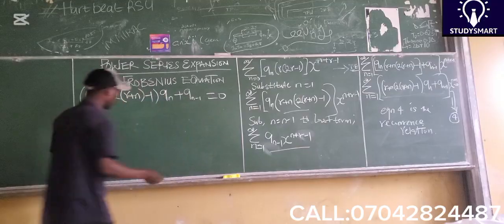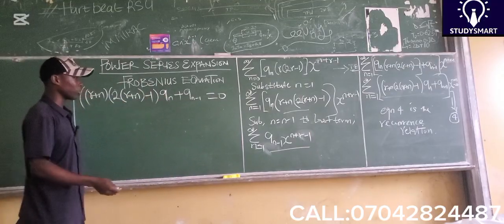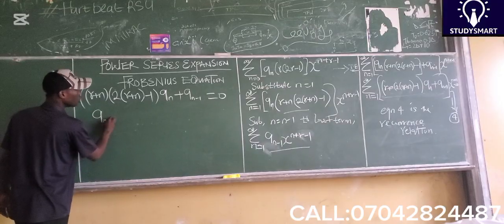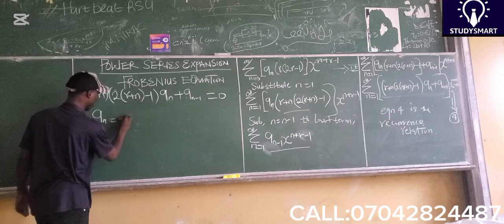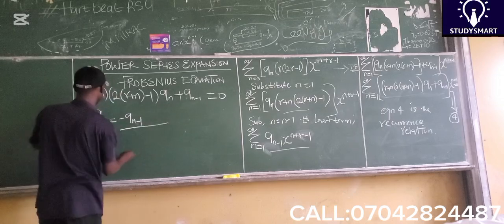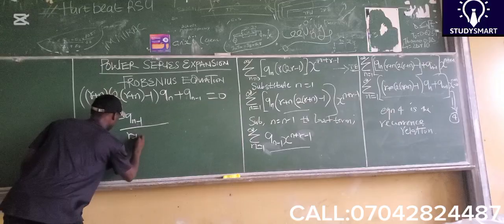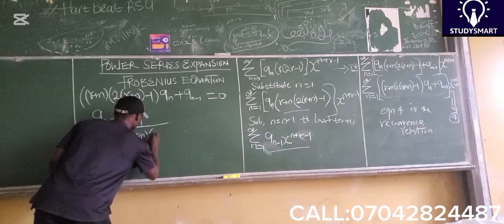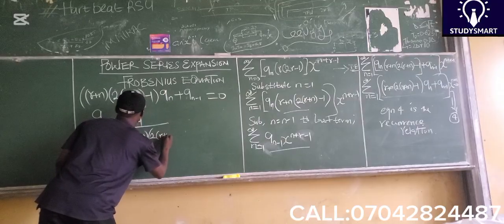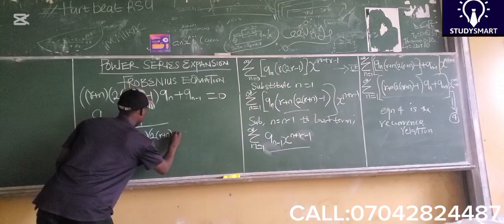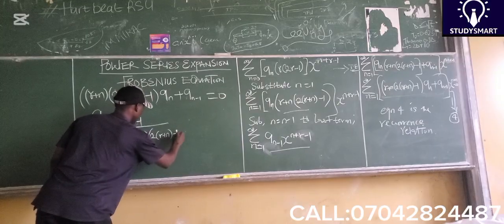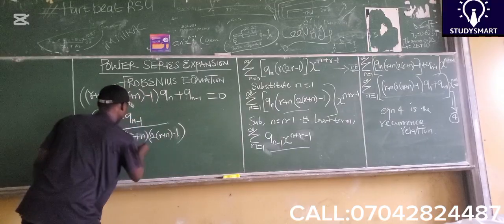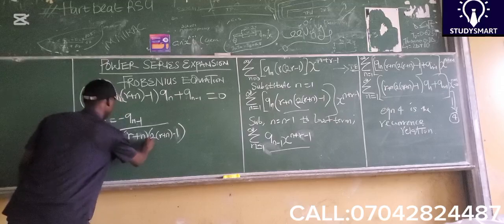So what I'm going to do from here is make an the subject of the formula. If I make an the subject, I'm going to have an equal to minus an minus 1, divided by (r plus n) times (2(r plus n) minus 1). This is what I have.